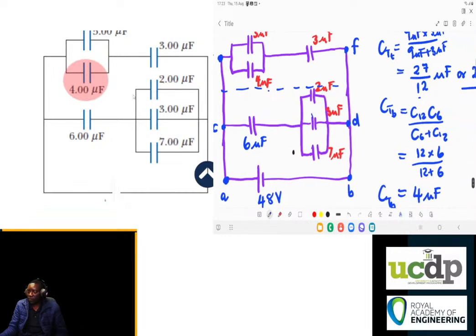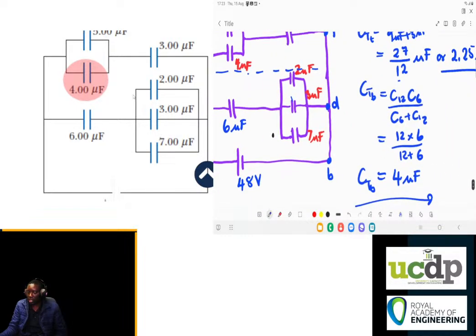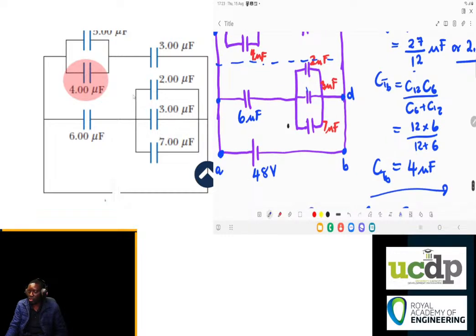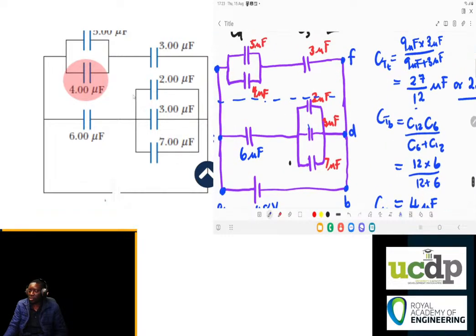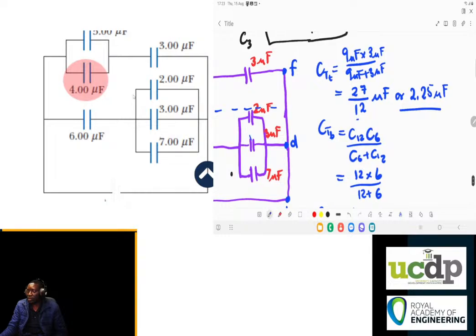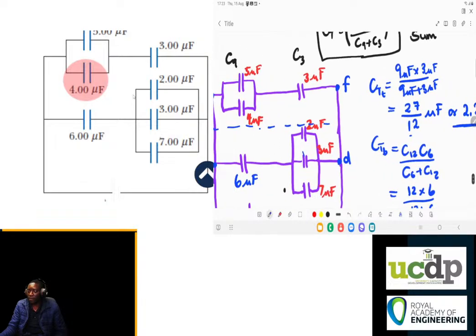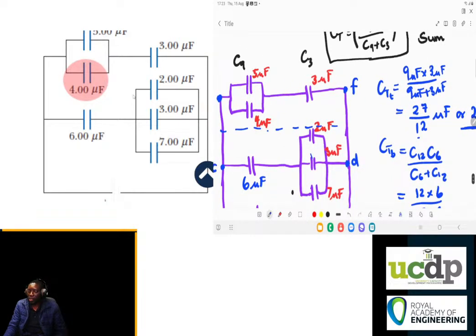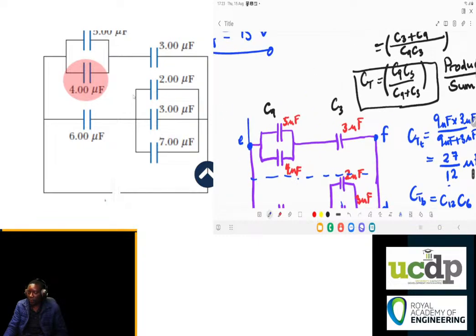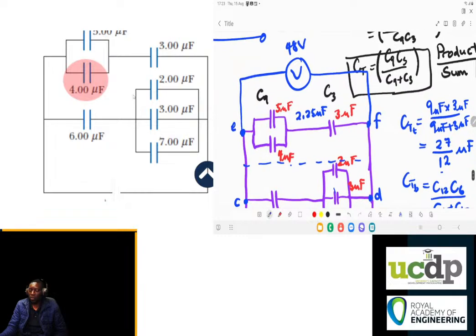So now remember we found the total capacitance. For this whole bottom line, the total capacitance was 4. This whole top line, the total capacitance was 2.25. Remember? So we've got 48 volts across E and F. Let me put a voltmeter there, and that voltmeter would read 48 volts. But the total capacitance in this line is 2.25 microfarads. So what do you say, guys?